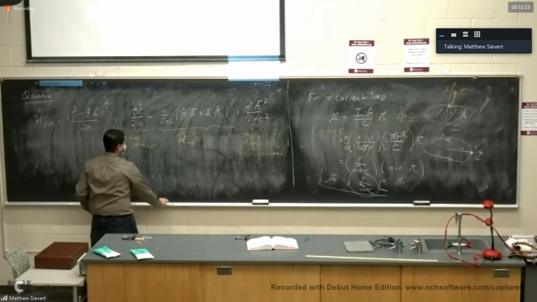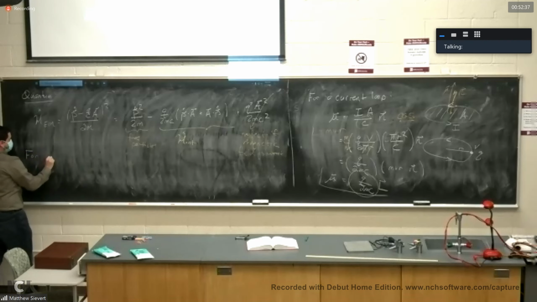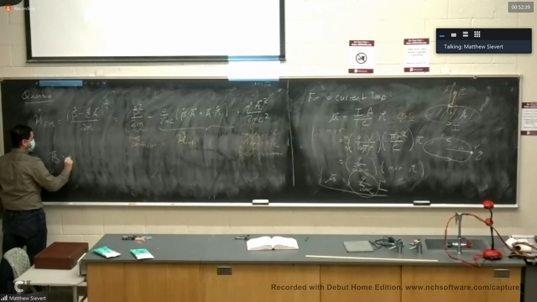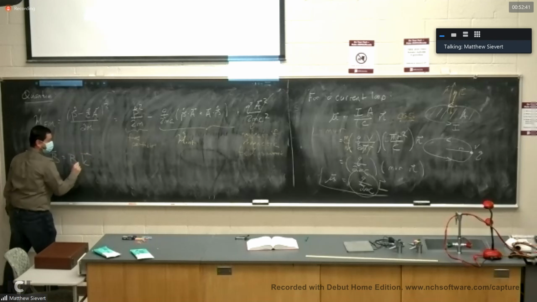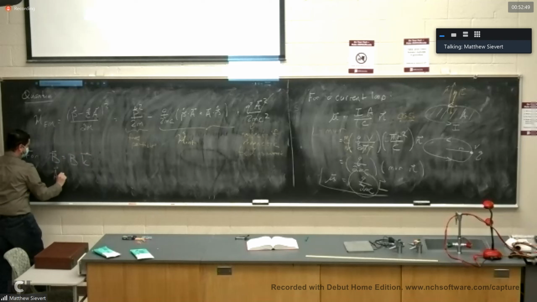So now I need to specify what is my vector potential. If I take my magnetic field to have a constant magnitude in the z direction, I can pick a whole family of vector potentials that will give me this magnetic field. I'm going to pick the specific one.